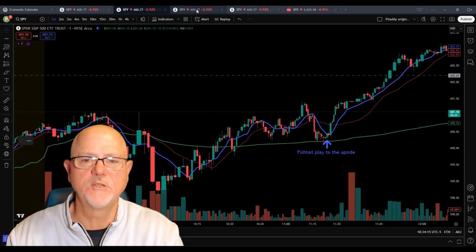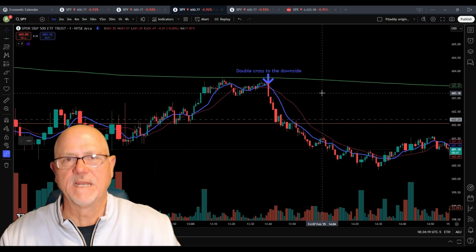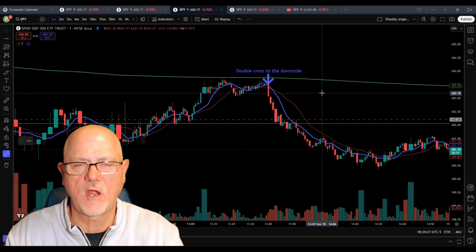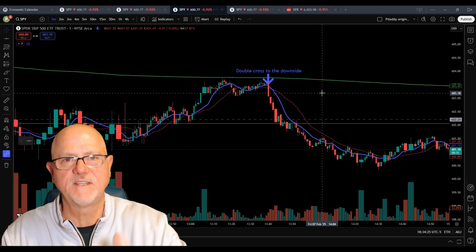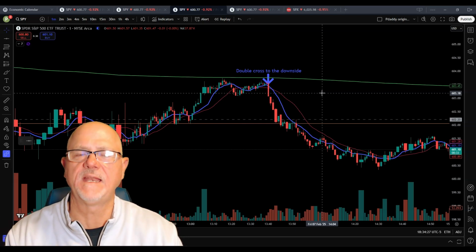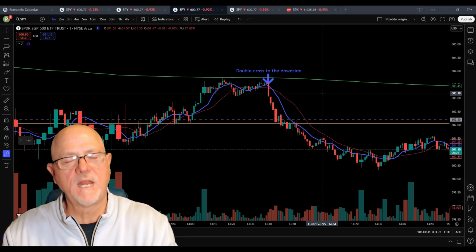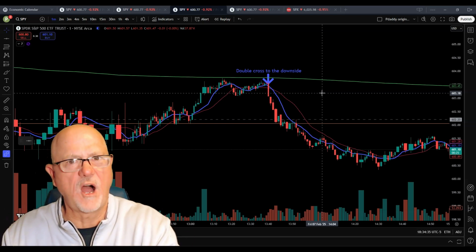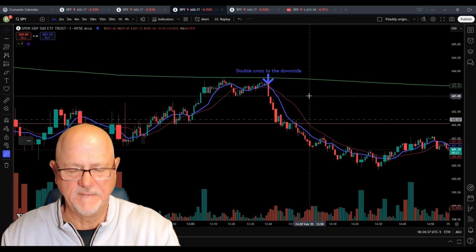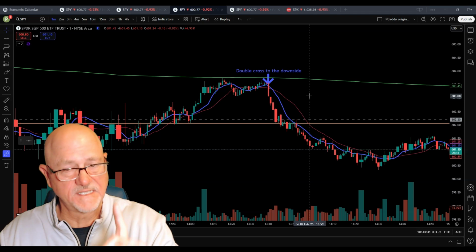Now we're coming up to my favorite setup. It's called a double cross. So a double cross happens. Let's talk about the upside first. A double cross happens to the upside when we open below the 9 and close above the 20. Seems pretty straightforward, and it is very, very straightforward. You're still jumping the cross because you got a 9, you got a 20. But you're jumping the cross by a couple of minutes, but it's a double cross.